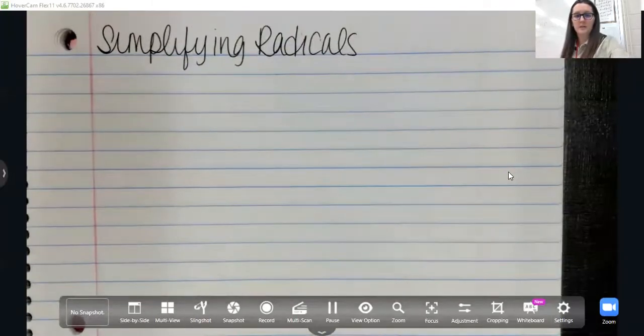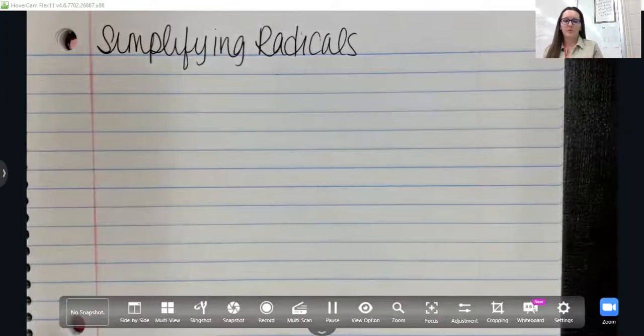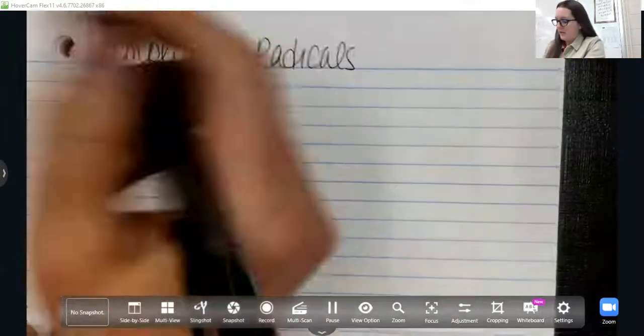All right, today we're going to be talking about simplifying radicals. So we're going to be practicing simplifying radicals when the powers or the roots are greater than just the square root. And we're also going to be rationalizing the denominator. So let's take these notes together.